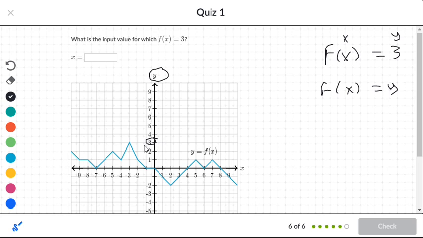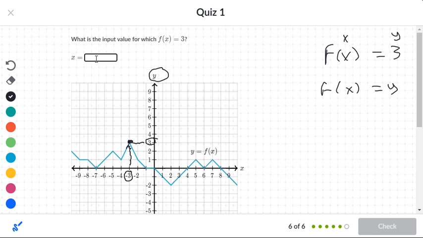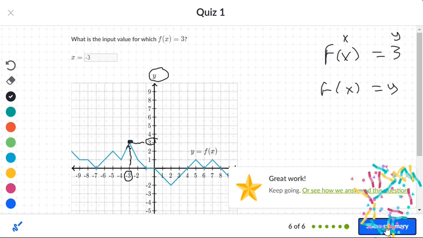So now we want to look to the left. There is no blue. However, there's a blue right there. Now we move this down. This takes me to a negative 3. So when I move that down, that takes me to negative 3. So negative 3 matches with 3, or 3 matches with the negative 3 on the x if you read it backwards. So negative 3 should be my answer.